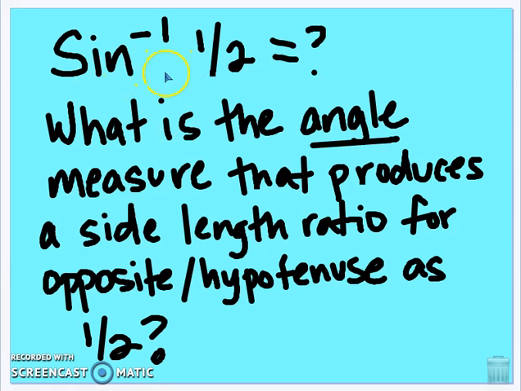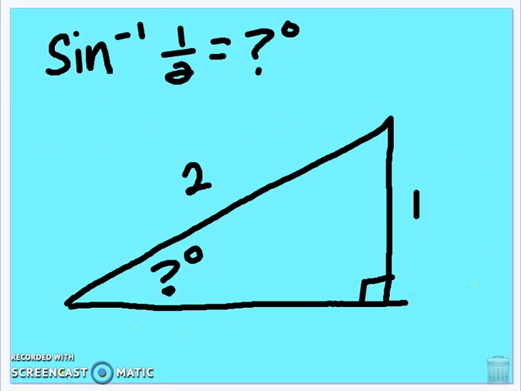This question is now asking, not for the side length relationship, but what is the angle measure that produces a side length ratio for opposite to hypotenuse of 1/2? Of course, we've already concluded that that is going to be 30 degrees. So what is the angle measure that produces a side length relationship for sine of 1 over 2?